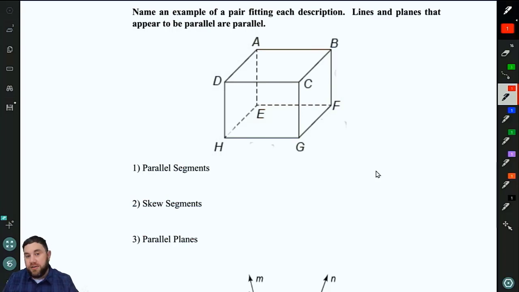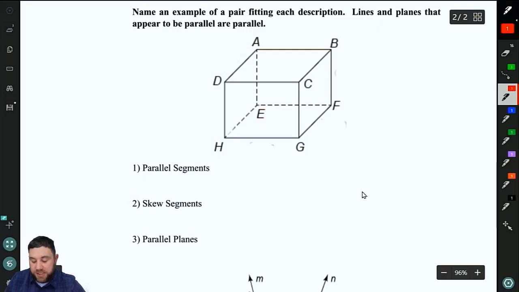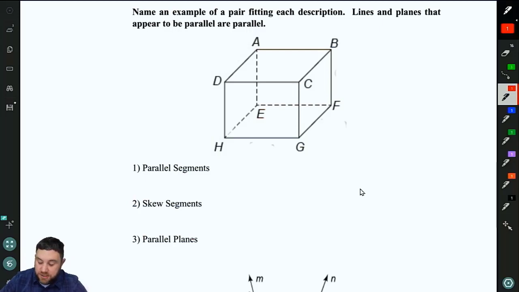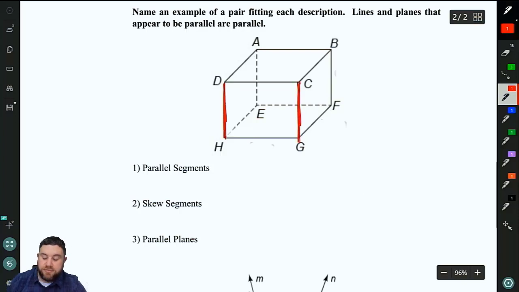But just be aware that you could have something different and still be correct. So, to find parallel segments. Now, we talked about the fact that parallel segments are parts of parallel lines. So, 2 that just jump out are these 2 front ones right there. So we could say that segment DH is parallel to segment GC, and I can draw an arrow on there to say that those are the same.